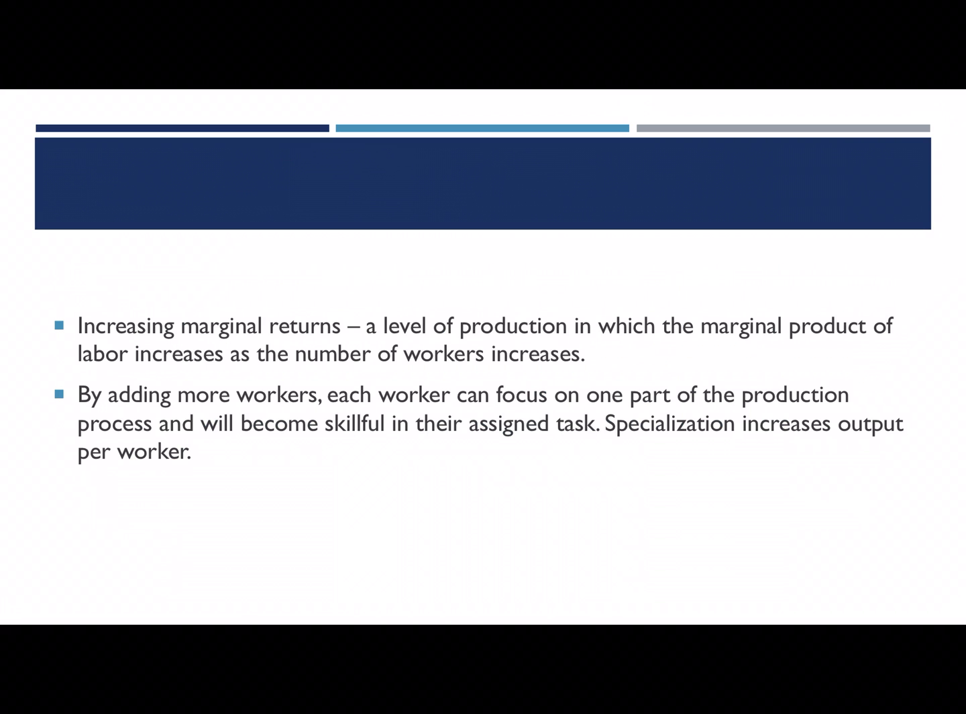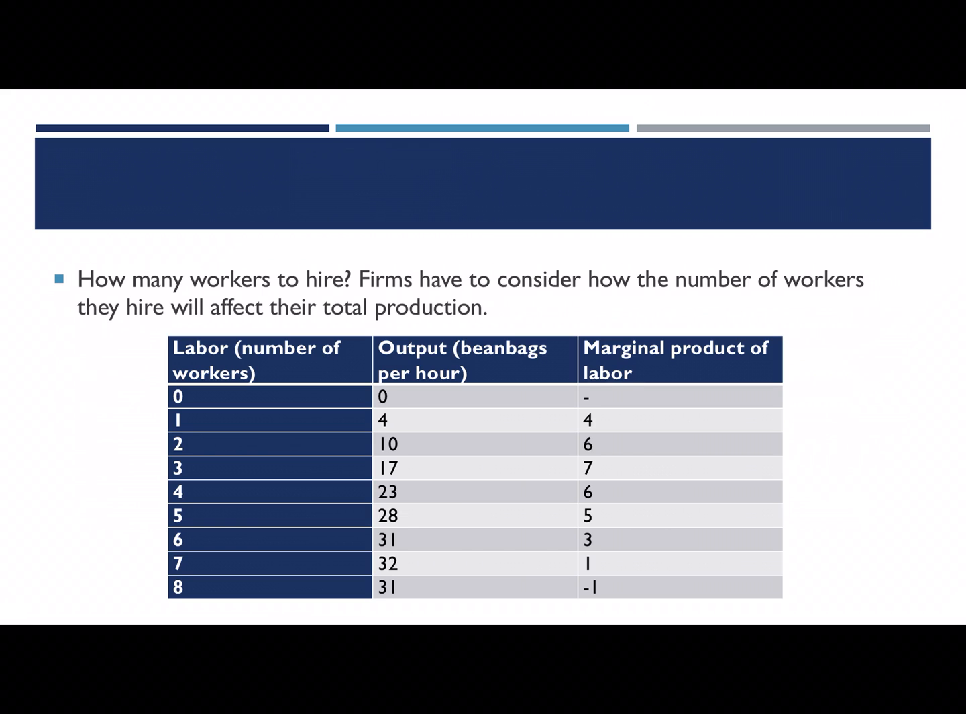Generally, at first, we're going to have increasing marginal returns. That's the level of production in which the marginal product of labor increases as the number of workers increases. By adding more workers, each worker can focus on one part of the production process and become skillful in that assigned task. Therefore, specialization increases output.